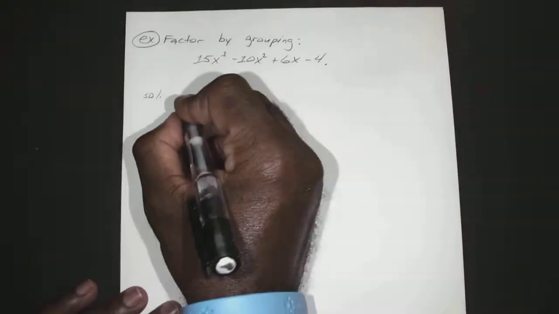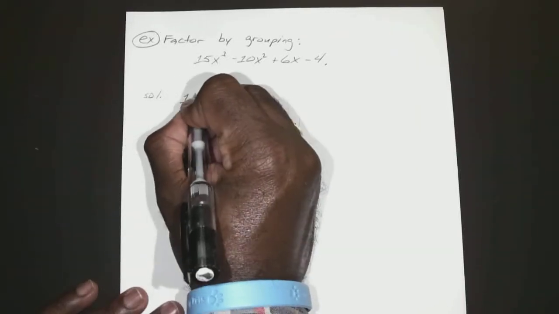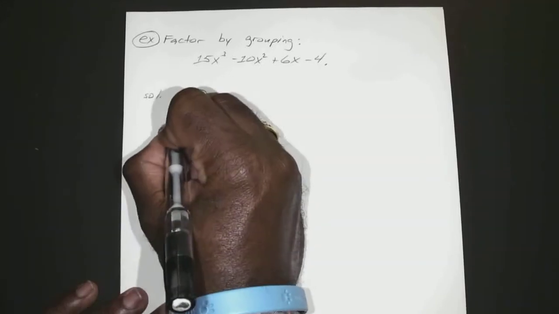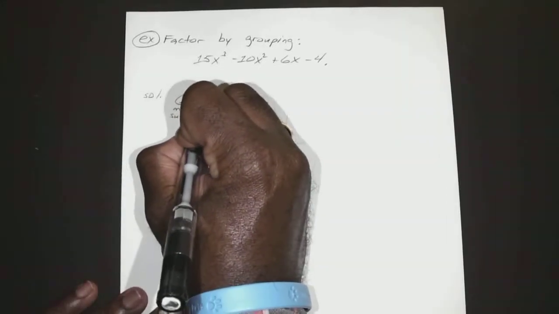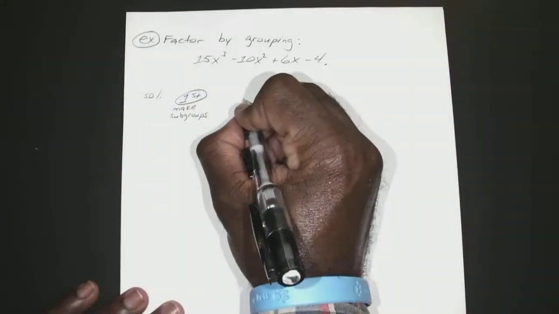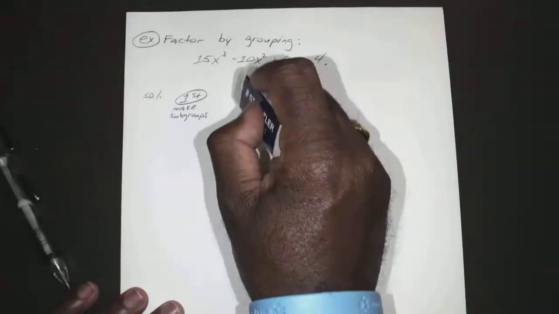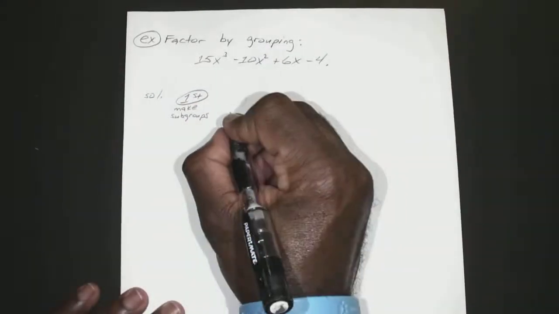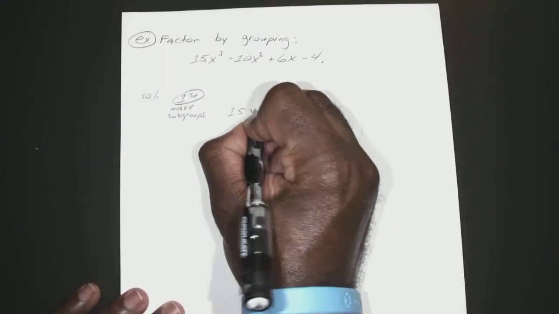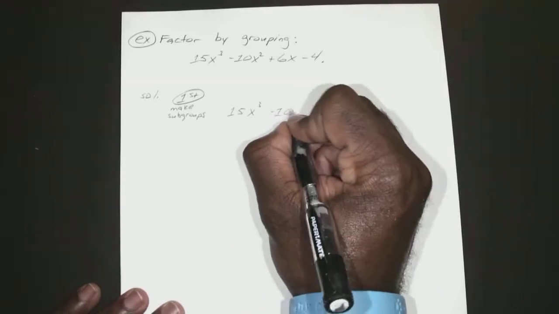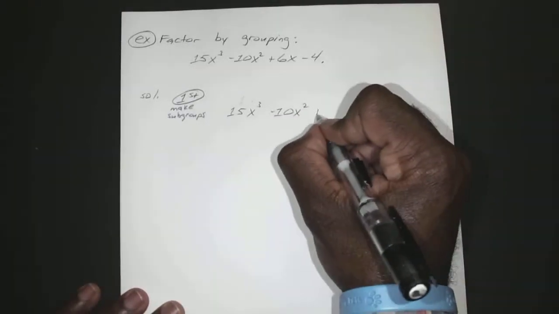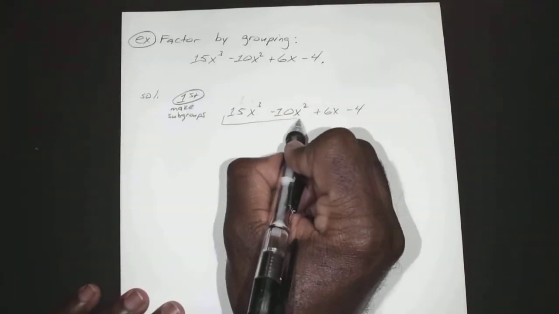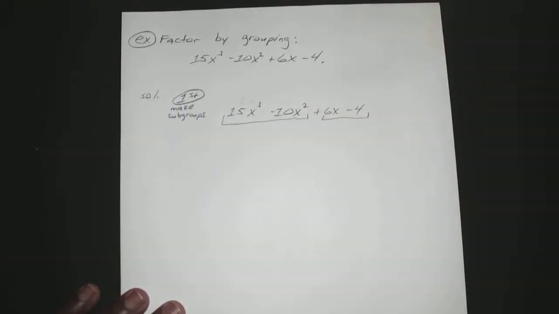Okay, so for your first step, it's where you're going to make your subgroups. So if we have 15x to the third minus 10x squared plus 6x minus 4, you're going to break that down into two smaller groups.